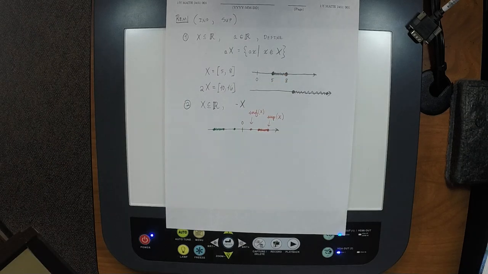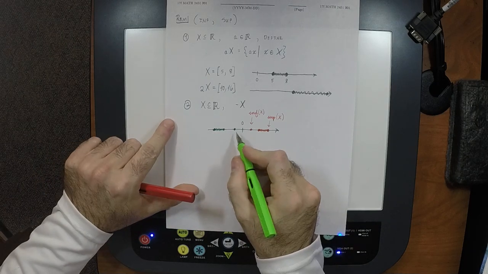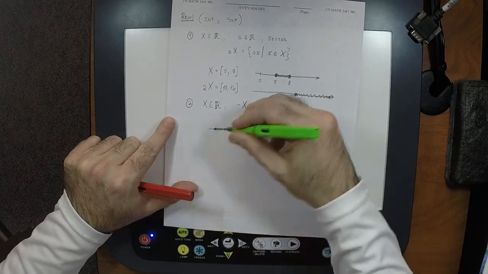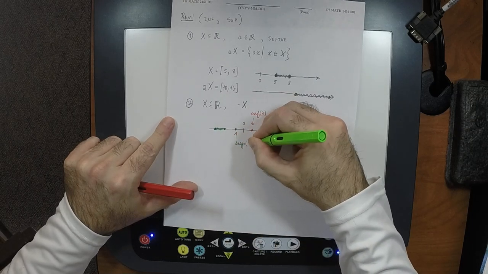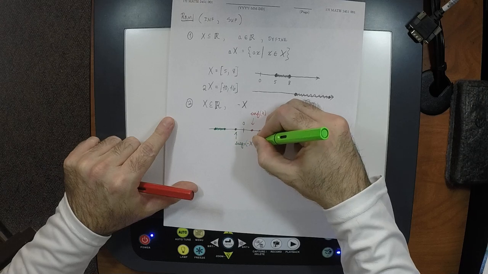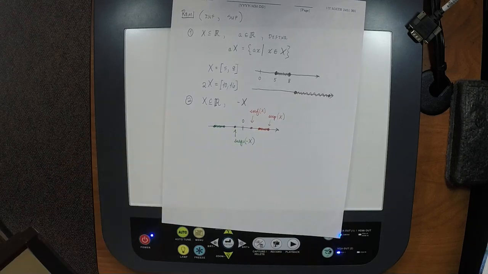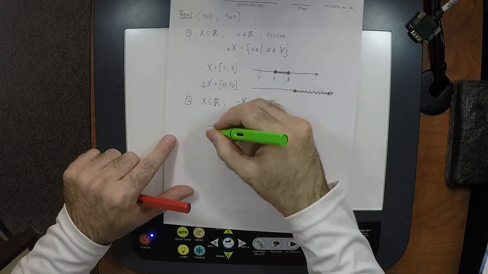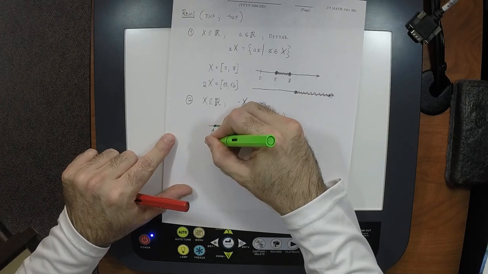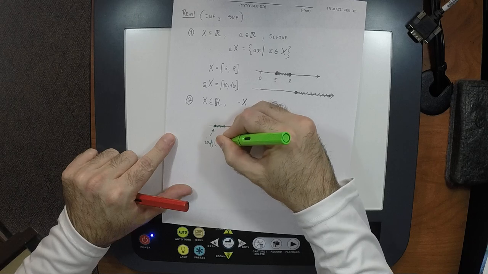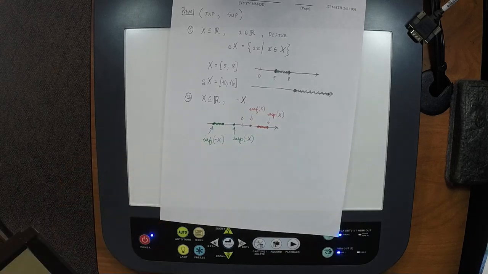Okay, and then where is the sup of the green set? That one. Yeah, this one right here, right? Sup of negative X. Okay, so that's the sup of negative X. And this one would be the inf of negative X, supposing that the red is X and the green is its reflection.